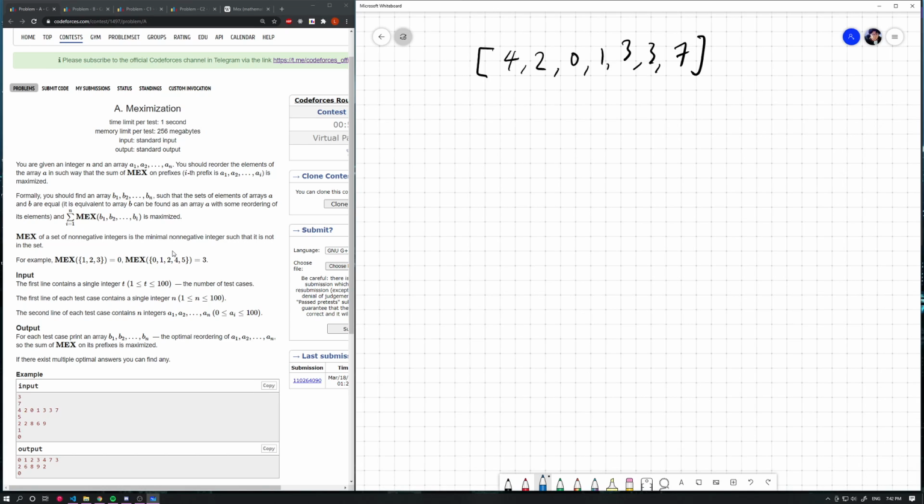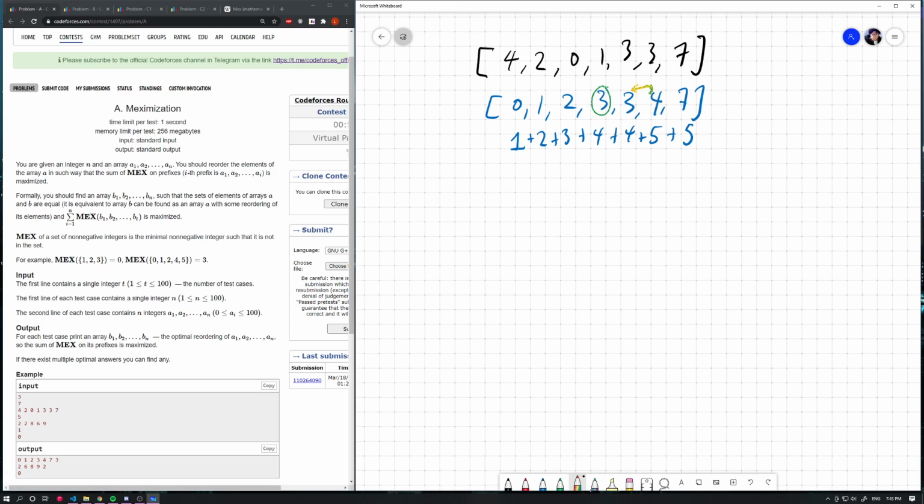So let's just say we try to sort this array. We get 0, 1, 2, 3, 3, 4, and 7. And then this is pretty good, right? If we add up the sum of the mexes, we get 1 plus 2 plus 3 plus 4 plus 4 plus 5 plus 5, right? But this isn't optimal because if you notice, we could have exchanged this 3 and this 4 to get an even higher value, but that's because this 3 is already here, right?